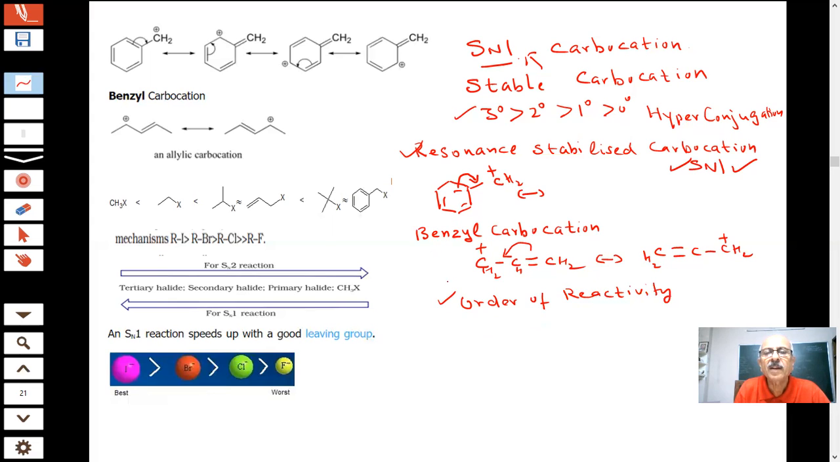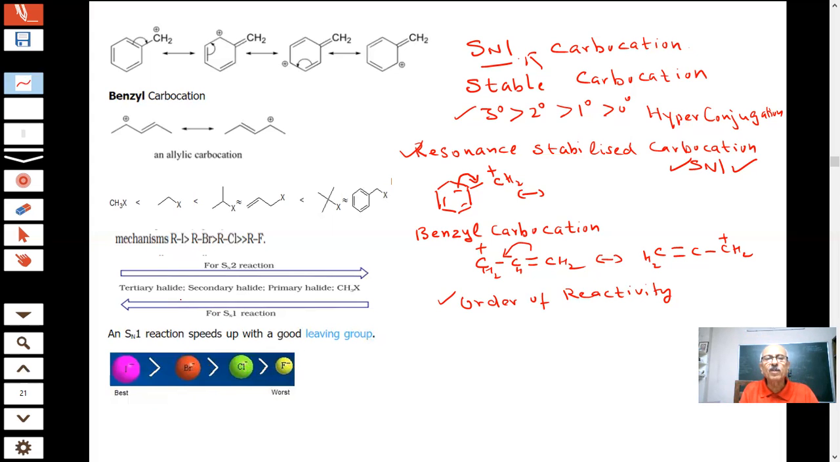And for the best leaving group, again we have shown RI is faster than RBr, RCl, RF, because the size of I minus is larger. The best leaving group is I minus. The larger in size, the more the negative charge is dispersed, and it will be a better leaving group.